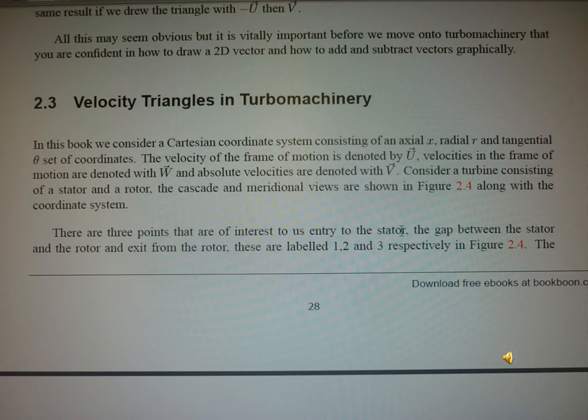So this is the way that you can see the U, V, W relationship, and you can see it in the velocity triangle. And if you want to see the double set, you can see the velocity triangle. And you can see the motion of the frame, the absolute velocity V, and the U, V, W.